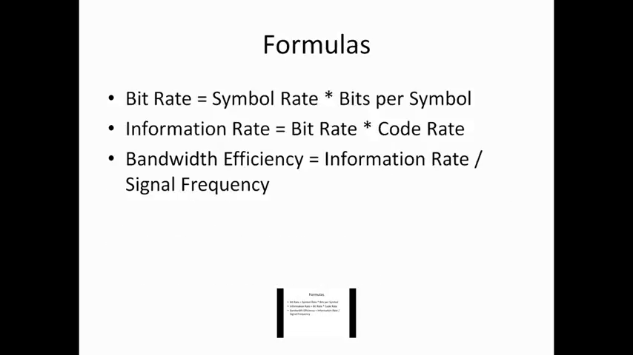The formulas that I used for my calculations are that the bit rate is calculated by multiplying the symbol rate times the number of bits per symbol. The information rate is calculated by multiplying the bit rate times the code rate, which is given. And the bandwidth efficiency is calculated by dividing the information rate by the signal's frequency.